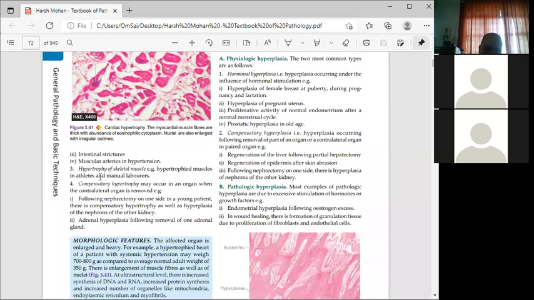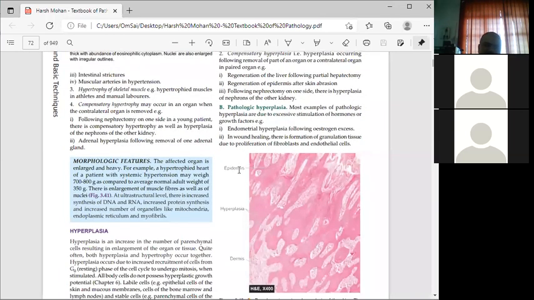Then after that, hypertrophy of skeletal muscle. Example, hypertrophied muscles in athletes and manual laborers. Then compensatory hypertrophy. These are the things. Morphological features, whatever there are, I have given here.